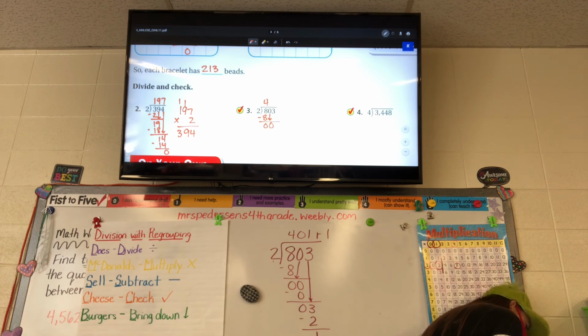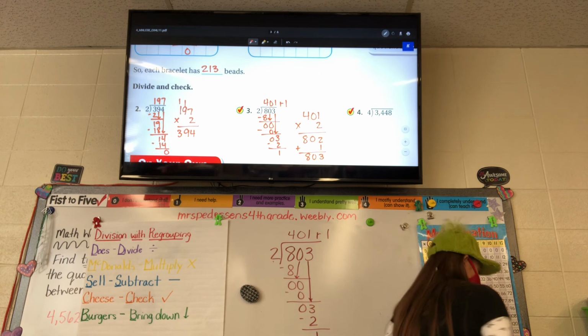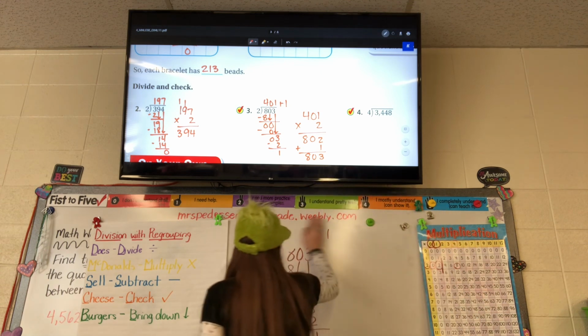A lot of times kids are wanting to skip all the zeros, but those are just as important because they're holding places. So you can't skip. All right, so now we're going to do 401 times 2, and that will give us 802. Then we add our remainder and it gives us 803, which is our dividend, so we are good to go.